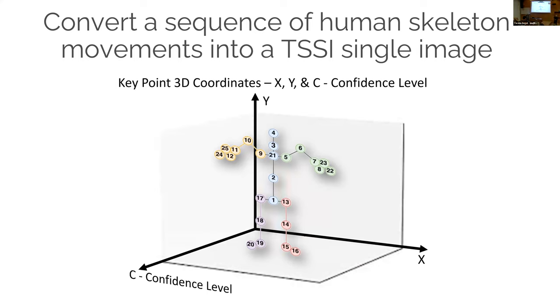So at the end of the day, what we have here is key points which contain the two Cartesian coordinates, the X and the Y. So we have the location, but there is something else which is very, very interesting. This is the confidence level.